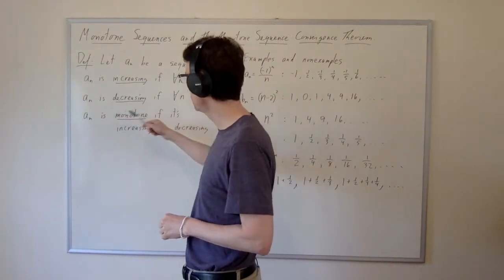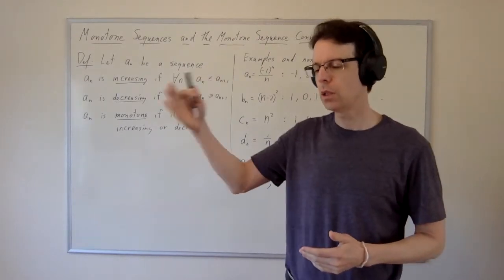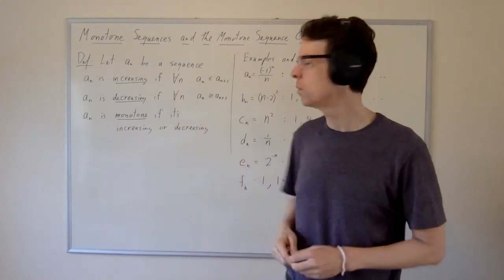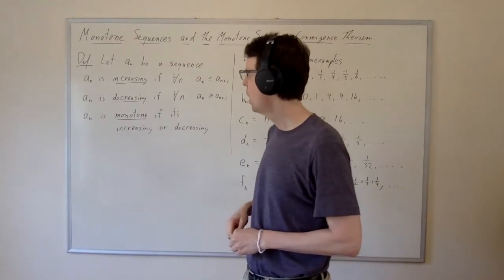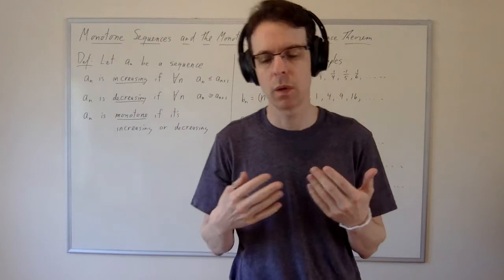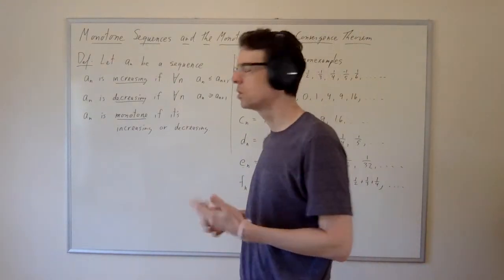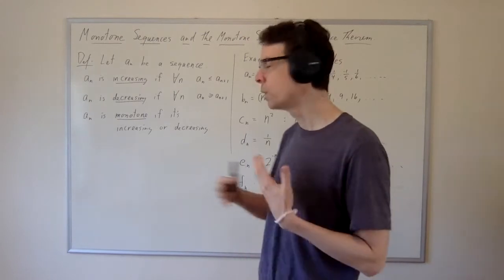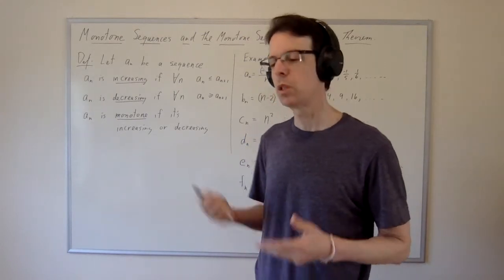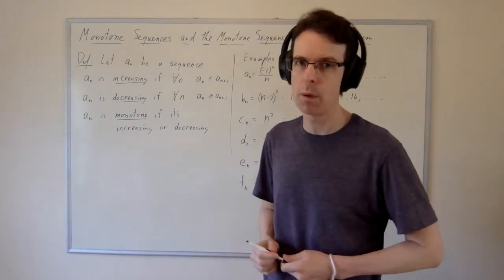We call a sequence decreasing if it has the opposite inequality, so it just goes down and down and down. Any term has to be less than or equal to the previous term. And then we have a catch-all term that applies to any sequence which is increasing or decreasing. We call that monotone. So that means that it's always doing the same thing. It's either always increasing or always decreasing. Some sequences are monotone, some are not. If it goes back and forth, then it won't be monotone.